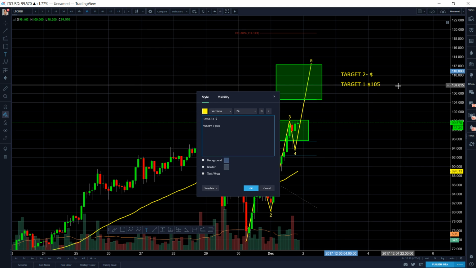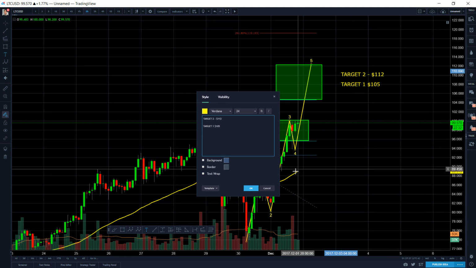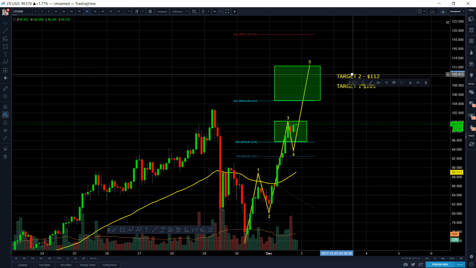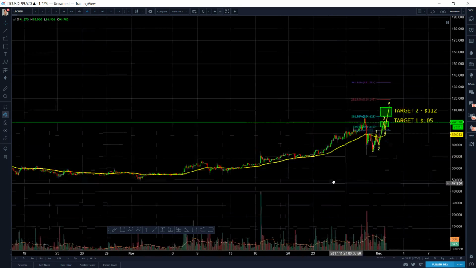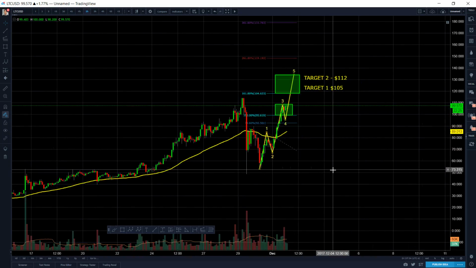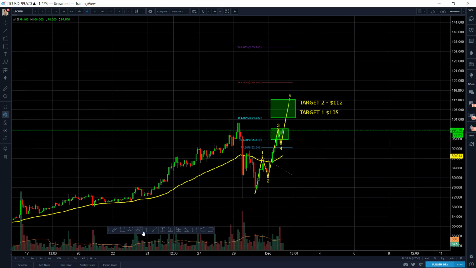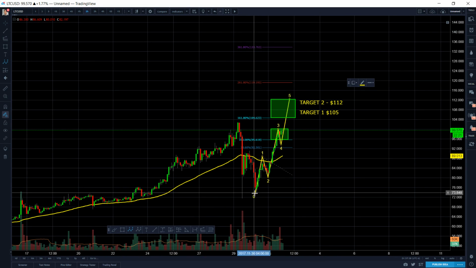Target 2, 112. These are pretty short-term targets. You guys know what the awesome thing about this is right here? Do you guys really know the awesome thing about this one is? That is only still wave 1 of the whole thing.